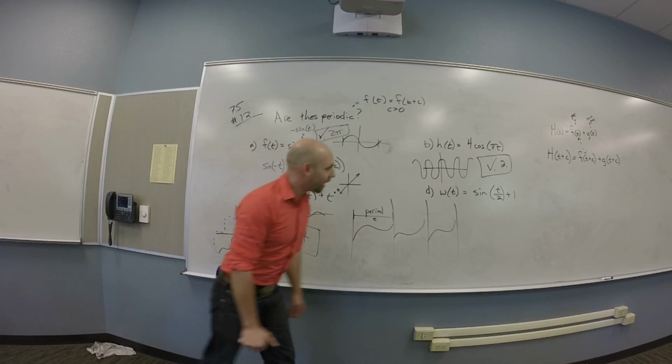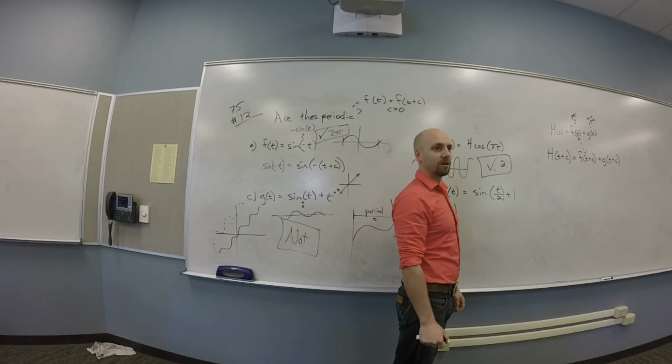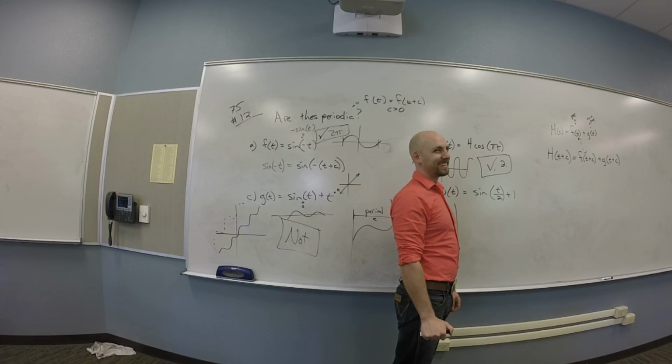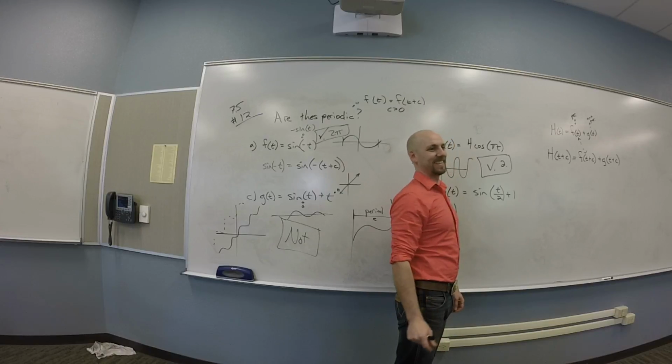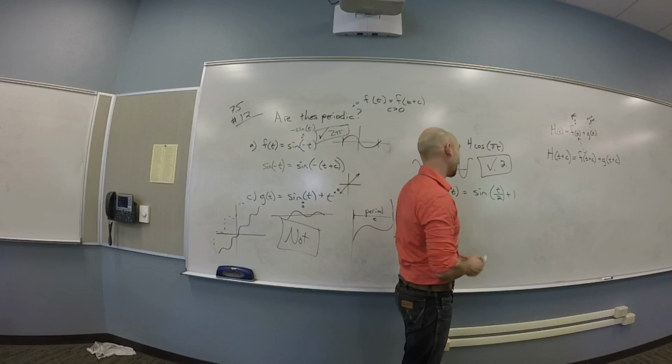No, that's alright. All right, how about sine of t over 2 plus 1? It's almost the same as the previous one, but now you have a definitive value for the line. It's a straight line.